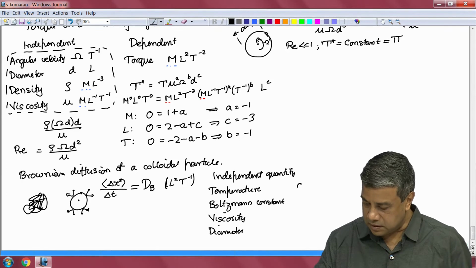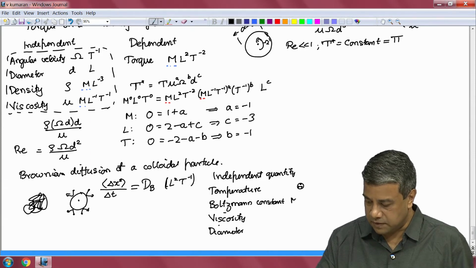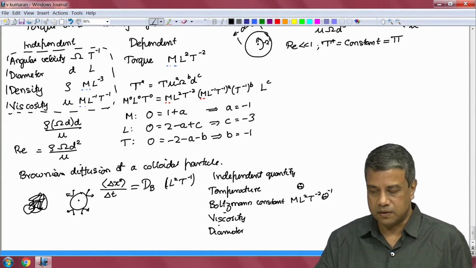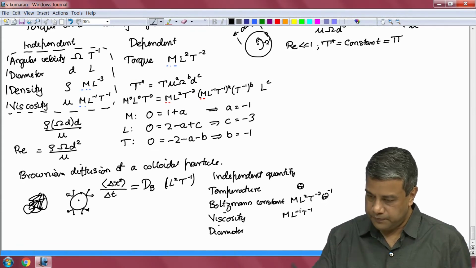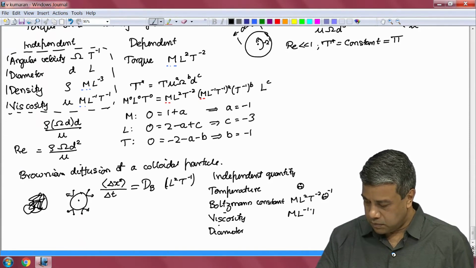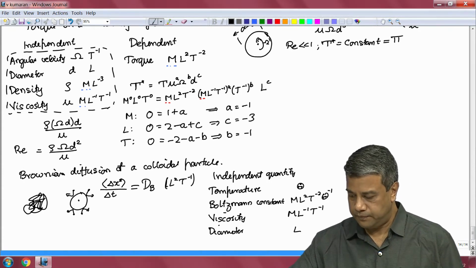What are the dimensions? Theta. The Boltzmann constant, the fluctuating energy is equal to kB times T. So, this has dimensions of energy per unit temperature. This was the dimension that we had got earlier. Viscosity is mass, length inverse, time inverse. And diameter has dimension of length.